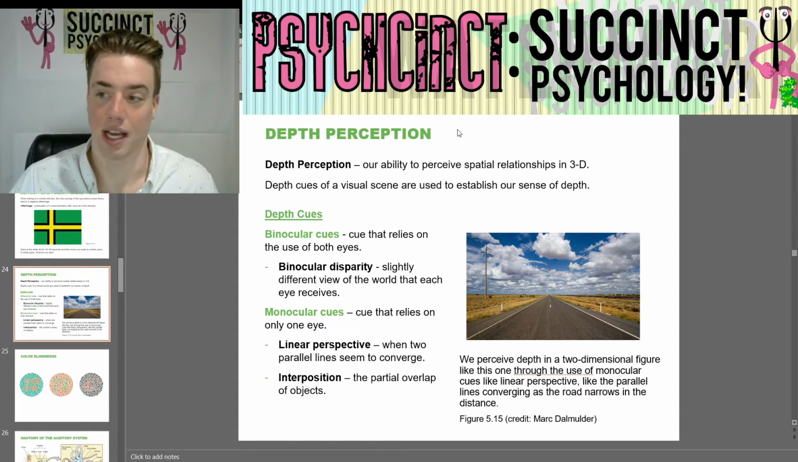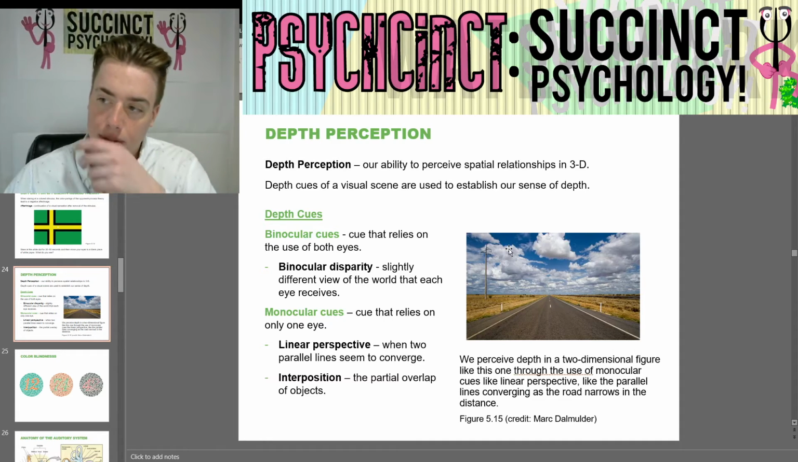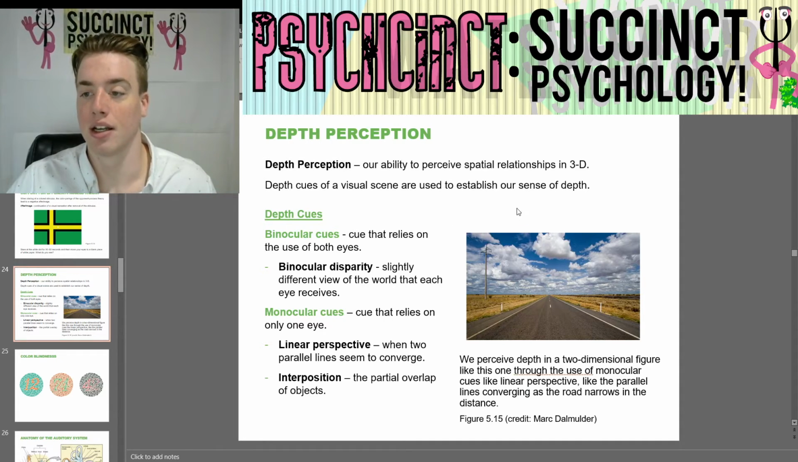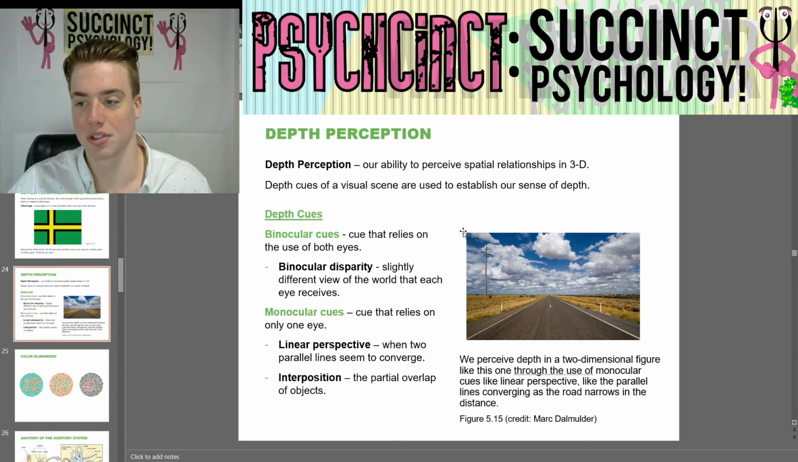Next we have depth perception. Depth perception is our ability to perceive spatial relationships in 3D. Depth cues of a visual scene are used to establish our sense of depth. You have binocular cues, or cues that rely on the use of both eyes, so bi, two. Binocular disparity is the slightly different view of the world that each eye receives. And then you have monocular cues, cues that rely on only one eye, so mono, one.